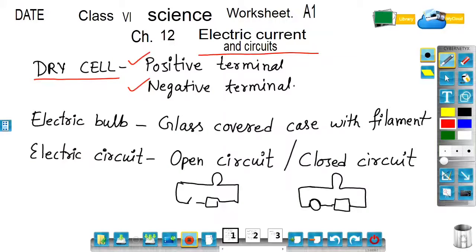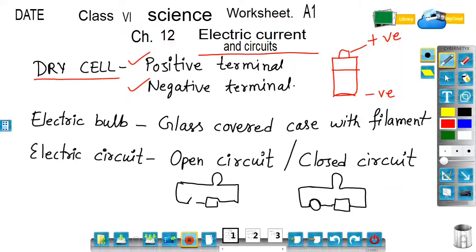Positive and negative terminal. The one end having the metal cap is called positive, and the disc-like structure opposite to it is negative. That is the positive and negative terminals.